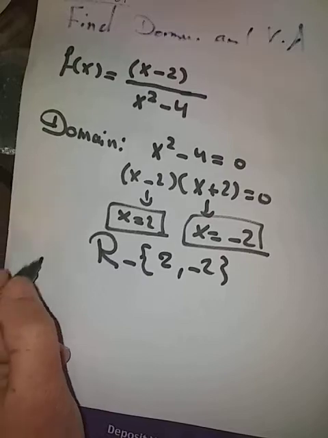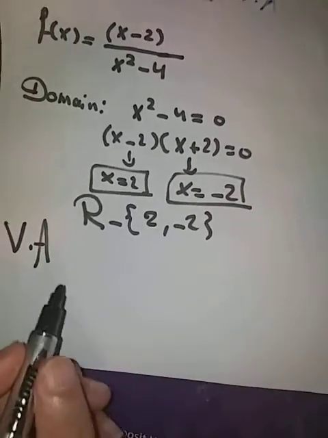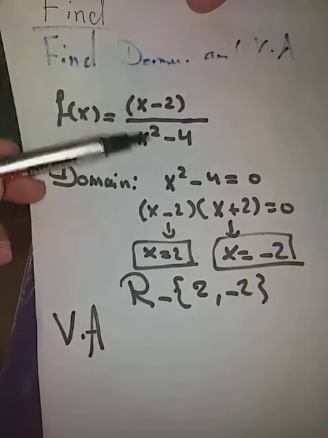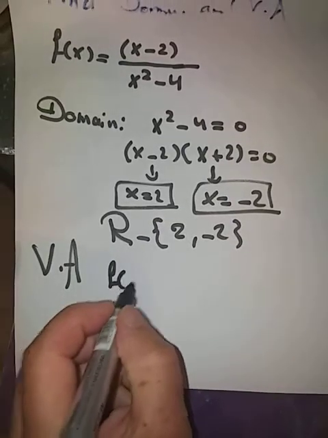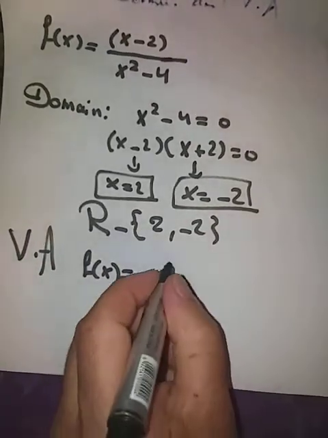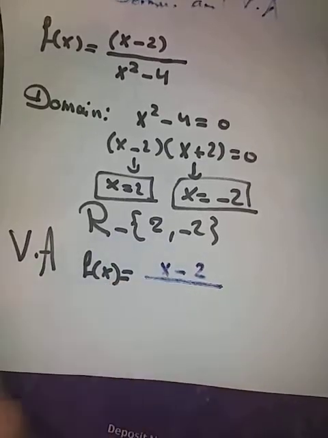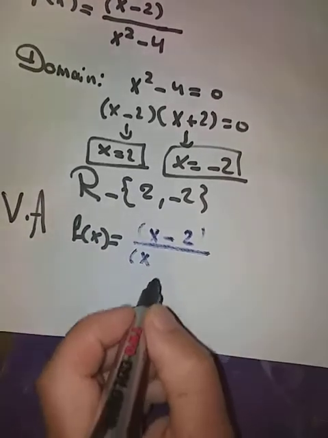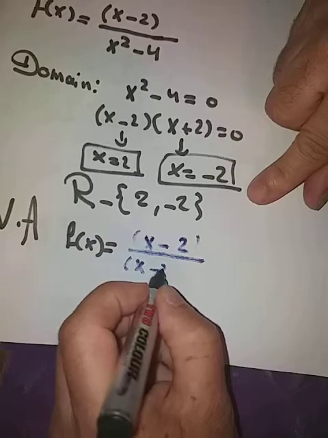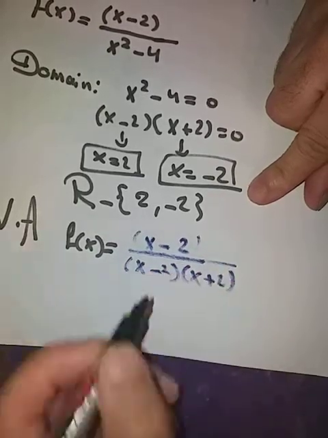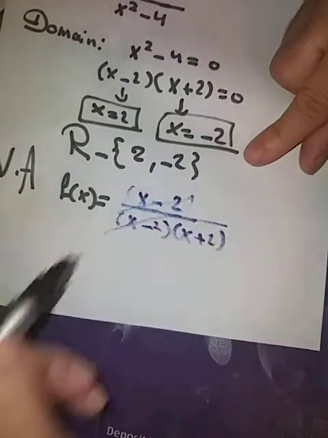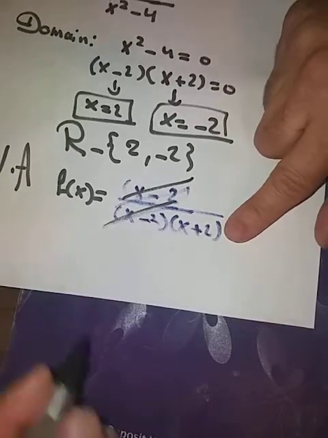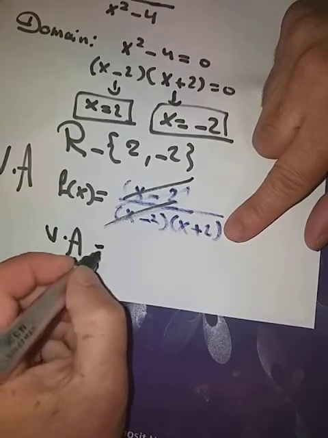To find the vertical asymptote, before you find it, we have to simplify if we can. f of x equal to, using the difference between two squares, x minus 2 over x minus 2 times x plus 2. We can cancel x minus 2 with x minus 2. What remains? x plus 2. Vertical asymptote is equal to what?